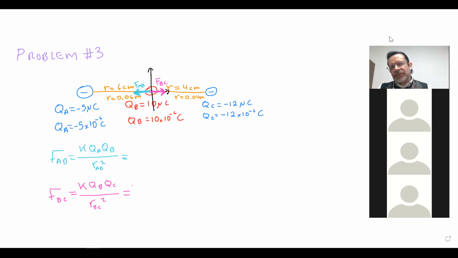In this case, what are those characteristics? They're the magnitudes and the distances. So let's do the calculations. Let's see who wins out.